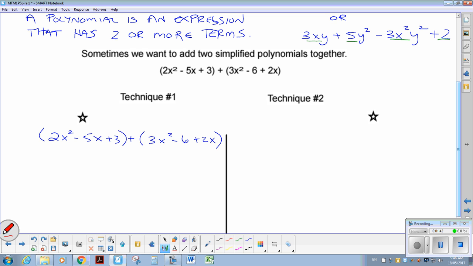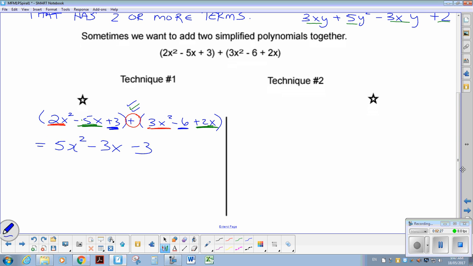So what you do is you say any like term. So there's a like term, there's a like term, and in each case we're going to be adding. So we have 2x squared plus 3x squared would give me 5x squared. I have an x term and I have an x term. Again, we're adding, so negative 5 plus 2 would be negative 3x. And finally, I have a number, a 3 and a negative 6. So 3 plus negative 6 is negative 3. All right, so that is just using that addition sign, and it's just basically adding the corresponding terms together.